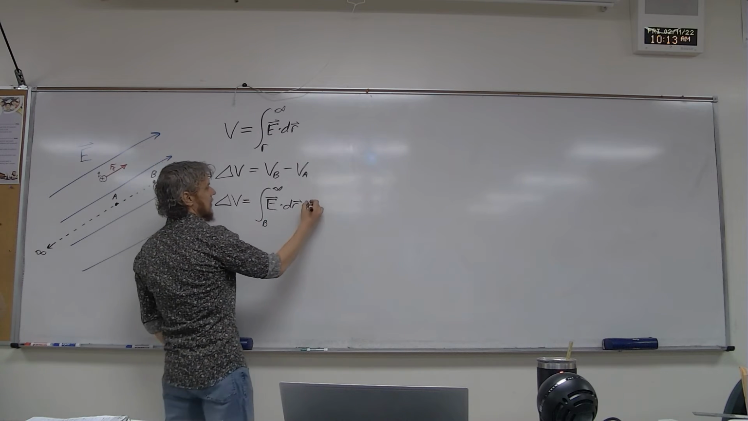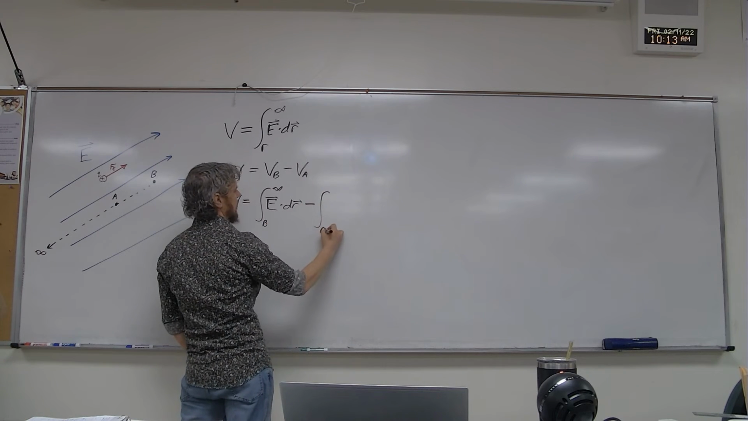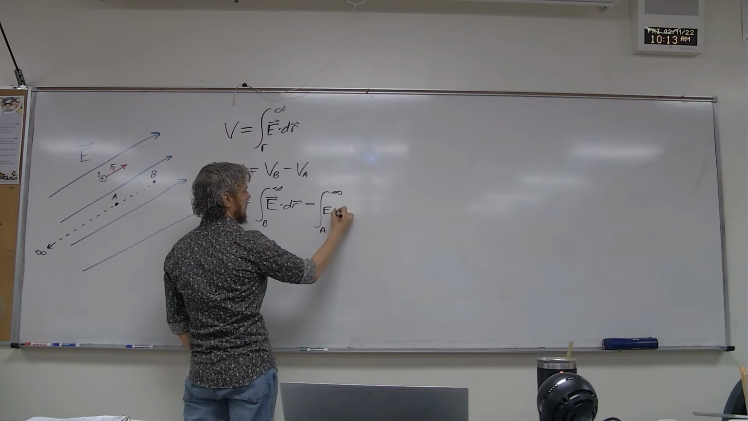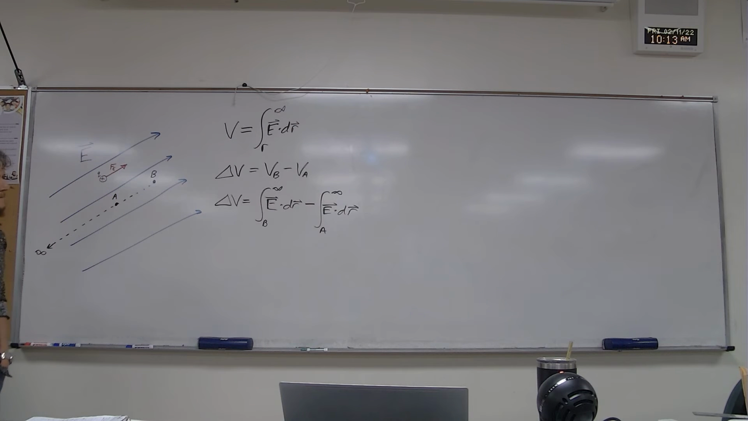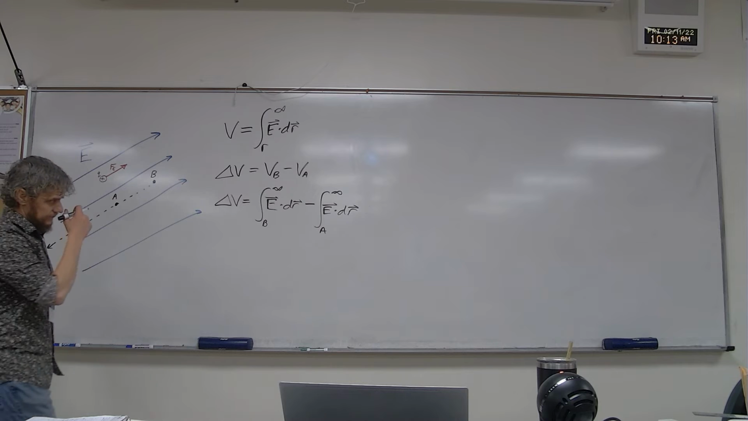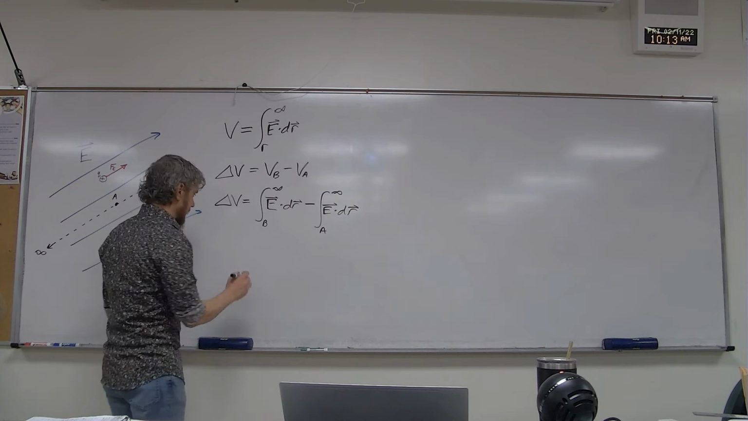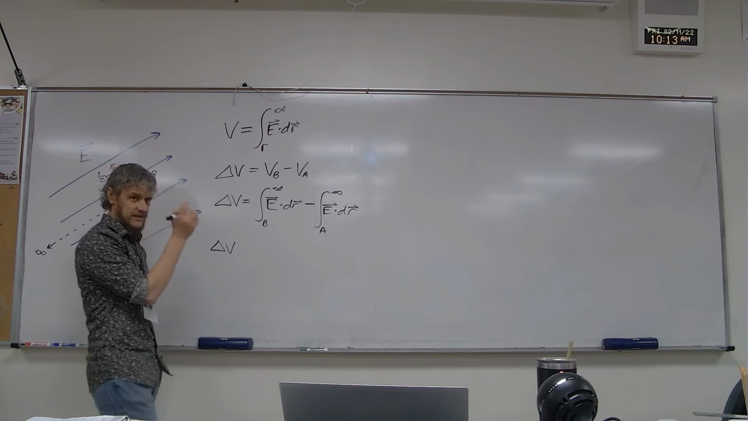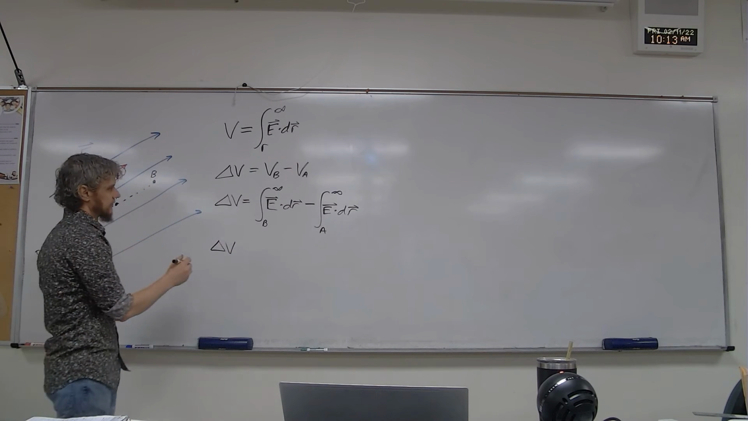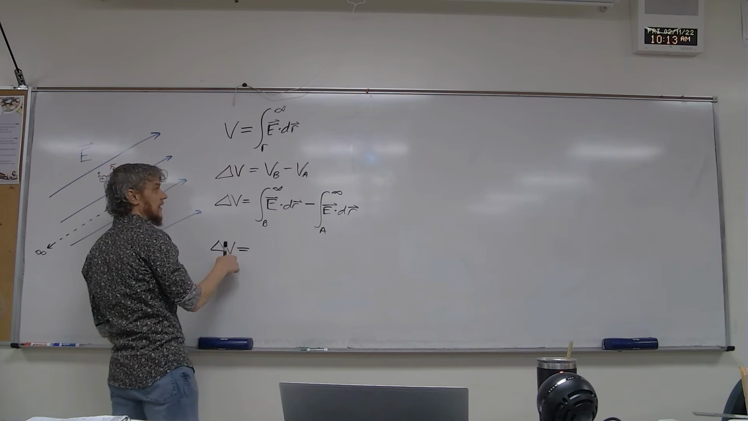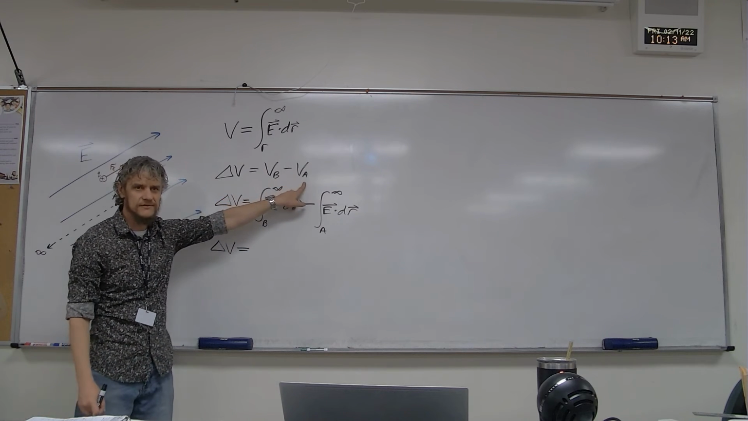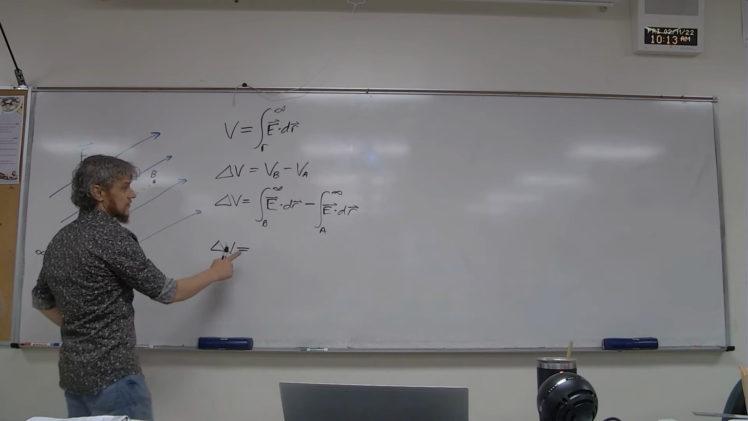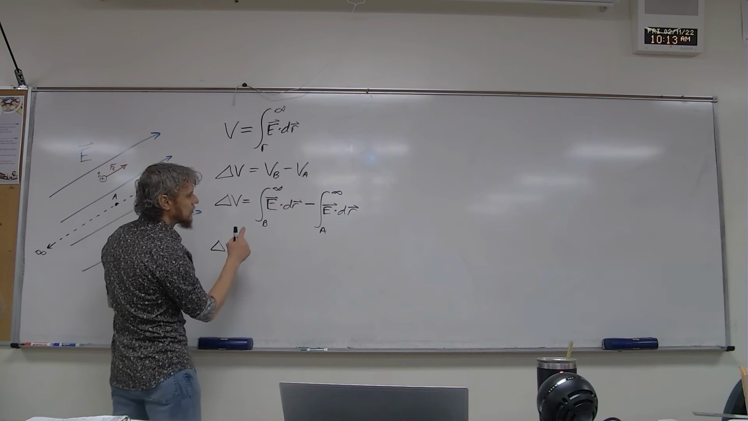All right, and then minus the integral from A to infinity of E dot dr. And then I'm just going to do some finagling here to make this end up looking like what's on your formula sheet. Delta V, and remember, delta V, we're talking as we go from A to B. How do I know that? Because this is my final, this is my initial, right? Final minus initial.